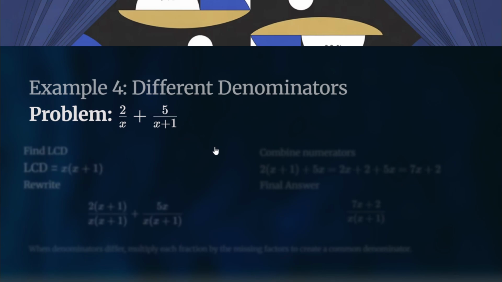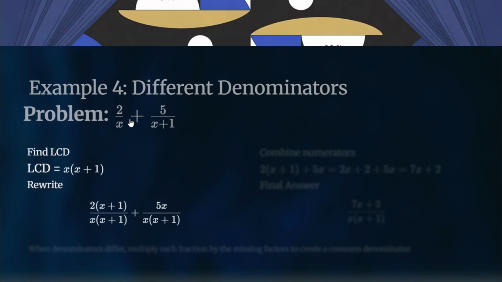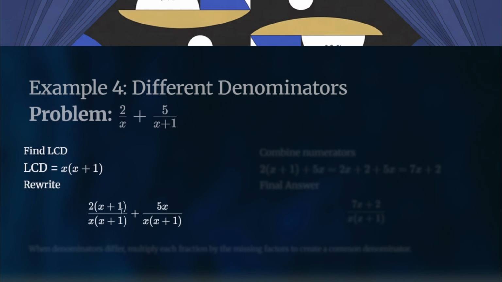So we'll need to find the least common denominator. In this case, it will be the product of the two denominators, so x times x plus 1. We can then rewrite our terms. So we'll multiply 2 over x by x plus 1 over x plus 1. That way, our denominator becomes x times x plus 1.